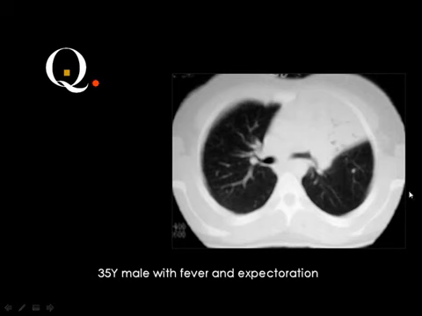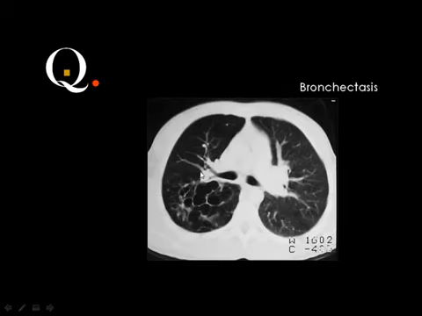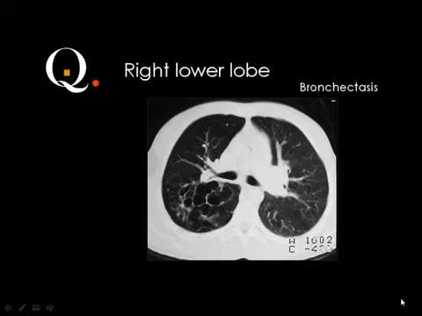Then you see an area of consolidation with air bronchogram. Where is this area in the lung? Left upper lobe. Very good. This is the left upper lobe because the trachea is divided. This is the upper and this is the lower. Very good. What do you think about the site of these bronchiectatic changes? Right lower lobe. Very good. The trachea is divided. This is the upper lobe and this is the lower lobe.